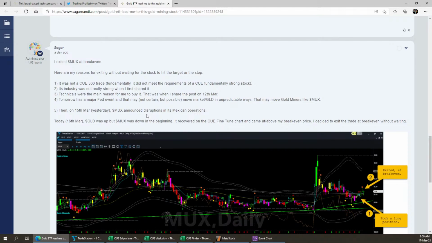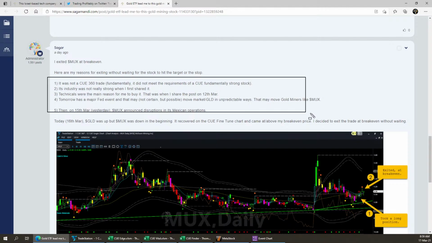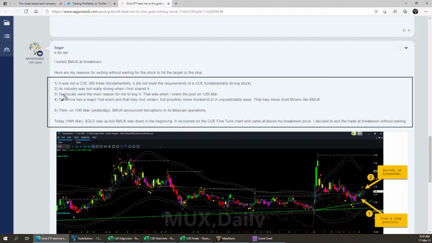Will it go up next? Will it go down next? I don't know. But these were the reasons behind me exiting this trade at break even. What were they again? It was not a Q360 degrees trade. Fundamentally, it was not strong. Industry was also not really so strong. Technicals were the main reason to buy.